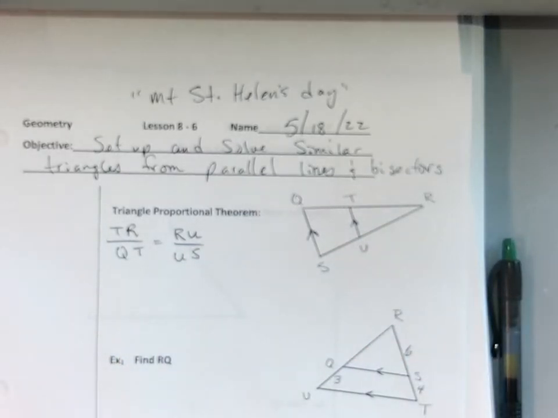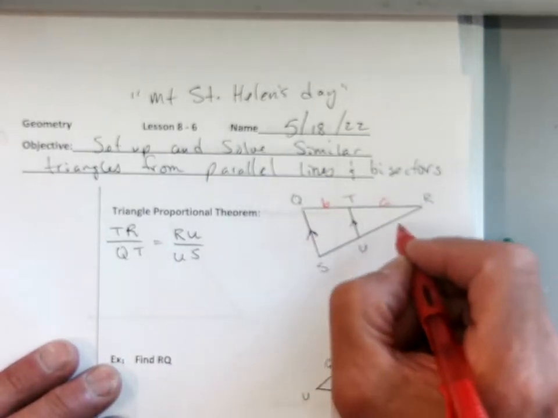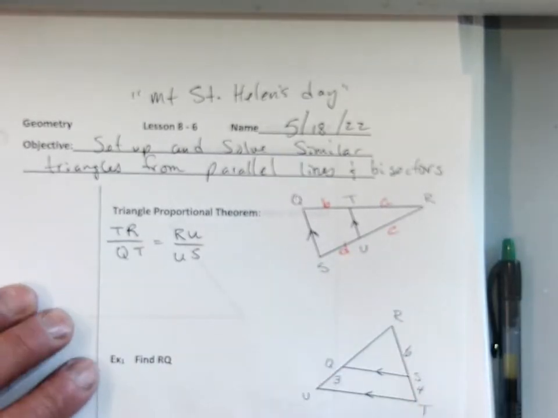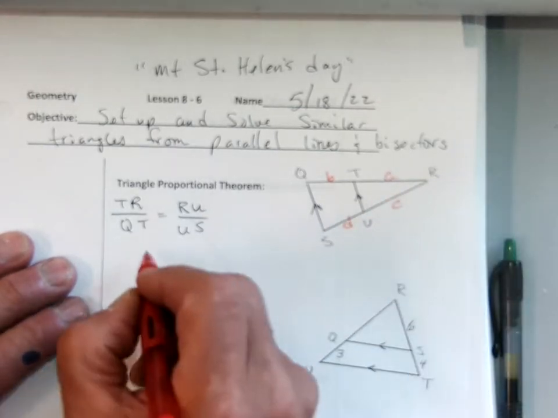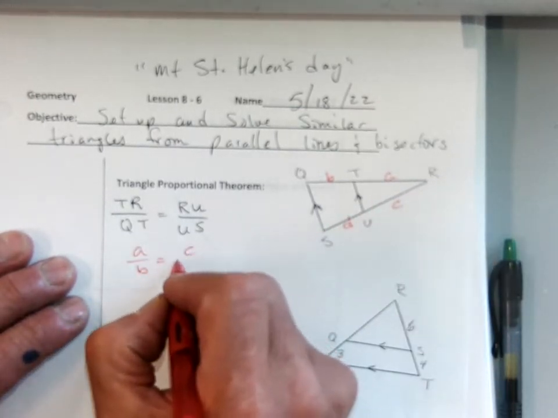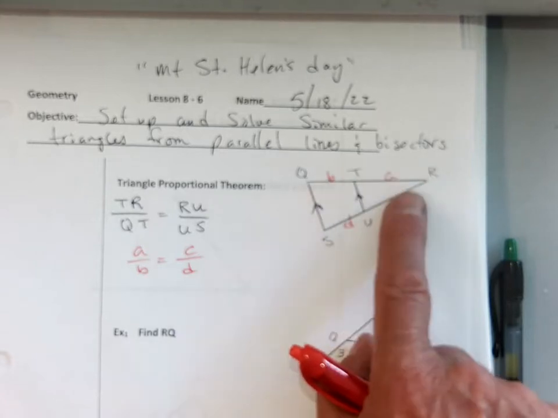For me, it's easier if I just use A's, B's, and C's and D's, right? If I call this length A, and this length B, this length C, and this length D. Another way to look at this is you could just set it up as A goes to B as C goes to D. And yeah, there are other ways to solve it, but this is just the most basic way. This piece goes to this piece as this piece goes to this piece.